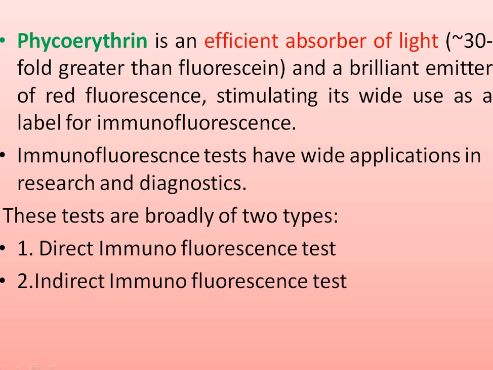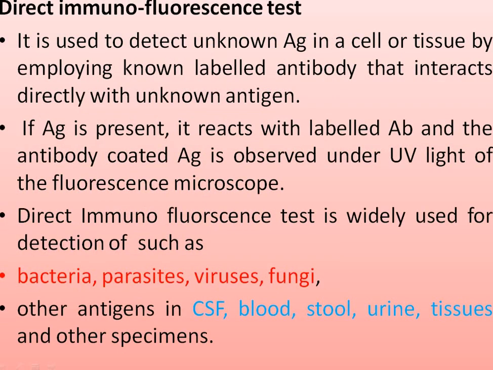Phycoerythrin is an efficient absorber of light, approximately 30-fold greater than fluorescein, and a brilliant emitter of red fluorescence. It is widely used as a label for immunofluorescence. Immunofluorescence tests have wide applications in research and diagnostics. These tests are broadly of two types. One is the direct immunofluorescence test and the other is the indirect immunofluorescence test.